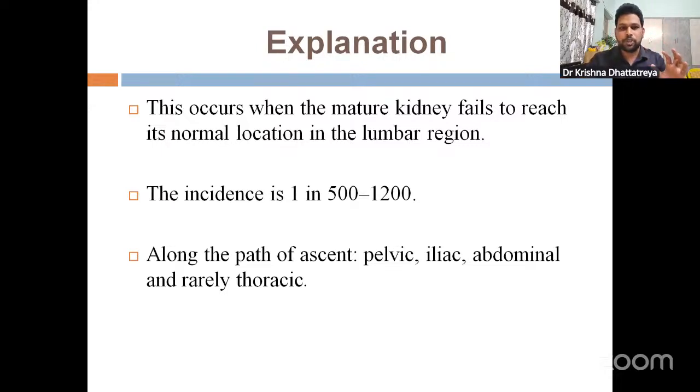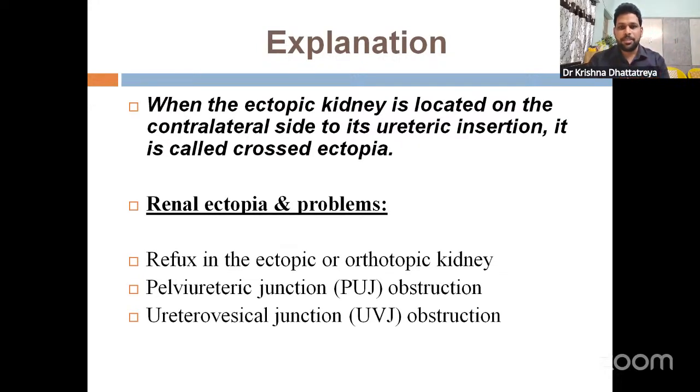That is the definition of crossed ectopia. That means the kidney is located on the contralateral side to the ureteric insertion. What are the problems associated with this renal ectopia? These kidneys can be more prone to develop reflux, pelviureteric junction obstruction, and ureterovesical junction obstruction.